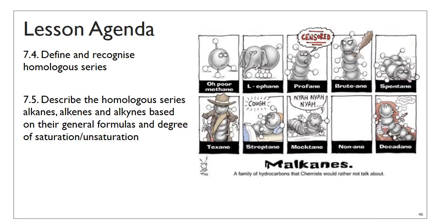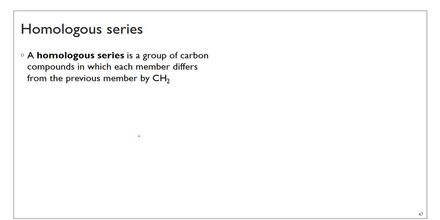Okay, so in this video, I am going to discuss these two dot points, 7.4 and 7.5, which has to do with homologous series. Very, very simple concepts, hopefully. So this is a definition of a homologous series: a group of carbon compounds in which each member differs from the previous member by CH2.